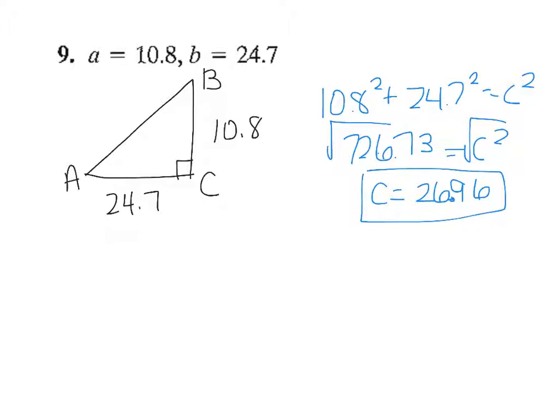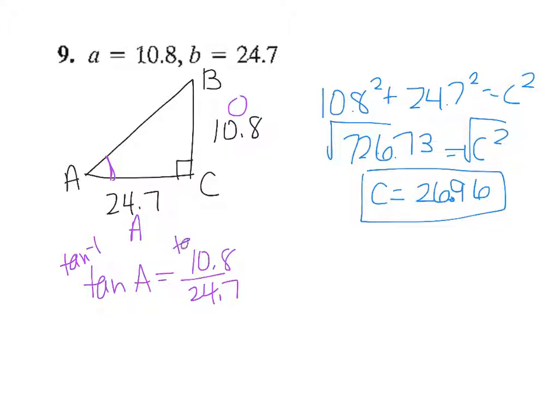And then we need to find A, and we need to find B. Big A, big B, so the angles. So let's find big A first. To find big A, they originally gave us opposite and adjacent, so I'm going to stick with those. That means we're going to use tangent. Tangent of big A is equal to 10.8 over 24.7. And again, to get rid of tangent, we're using tan negative 1. And if you do that in your calculator, you should get that the angle is 23.62 degrees.